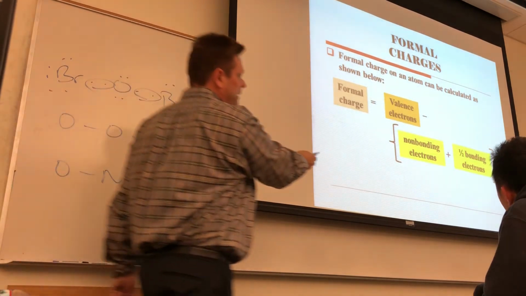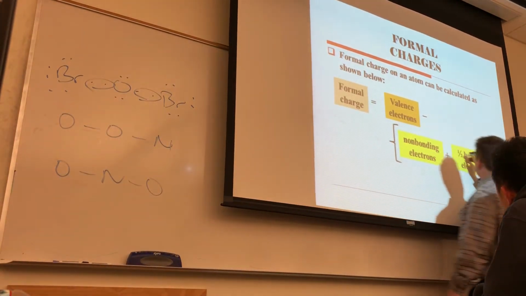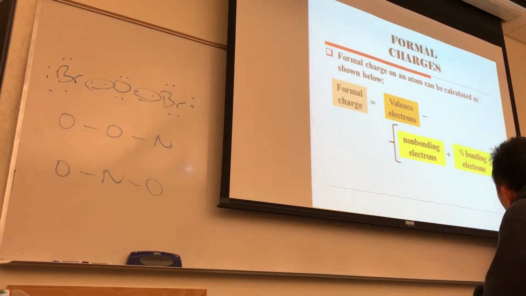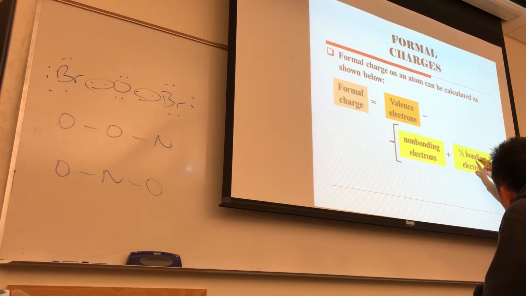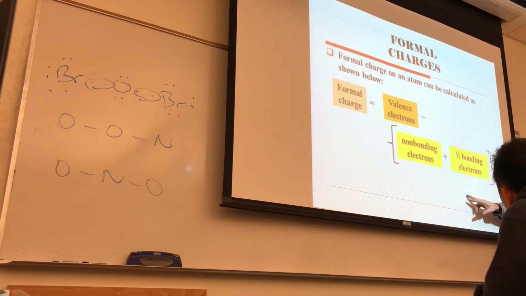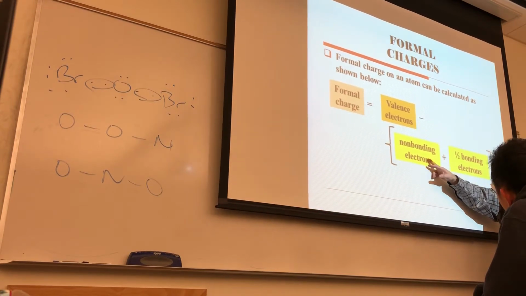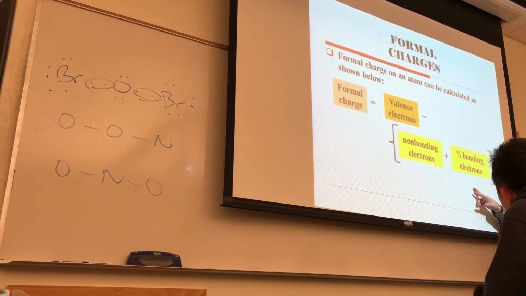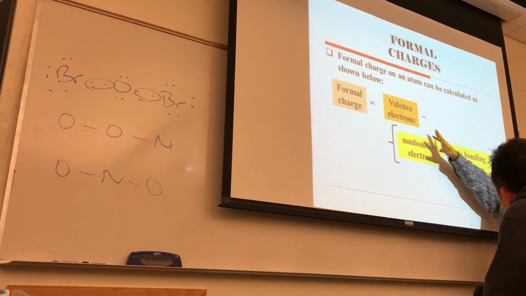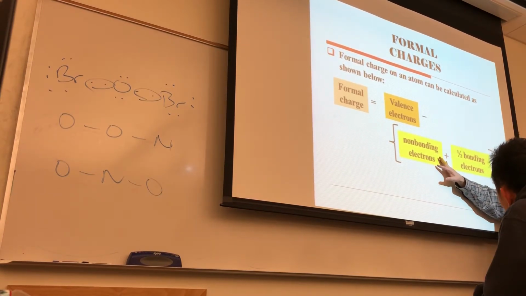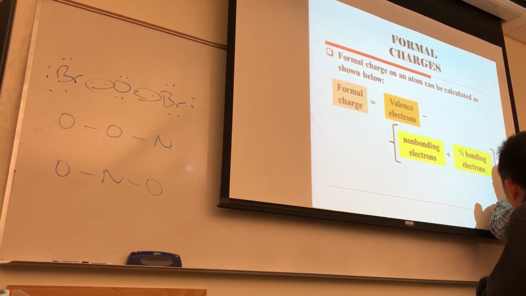So that's the bonding electrons. How many electrons are in a bond? 2. 1/2 of 2 is what? 1. How many non-bonded electrons? 6. 6 plus 1 is what? 7. 7 minus 7 is what? 0. That's the formal charge of bromine in this compound.